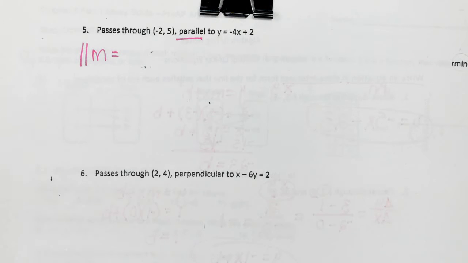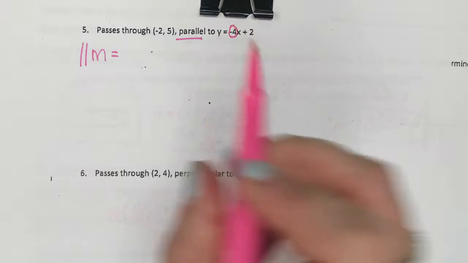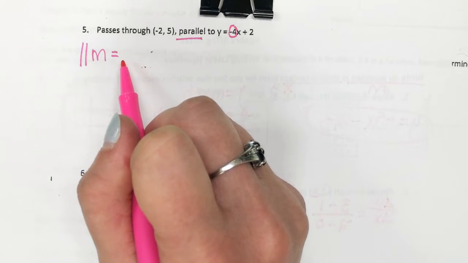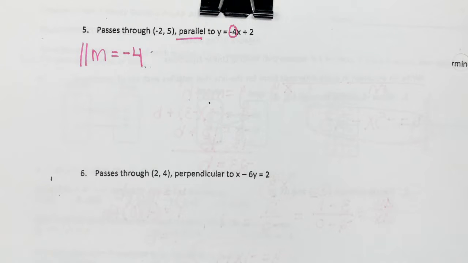So what's my slope? They already give it to you. -4. Right here, they give you your slope. -4. So parallel will be the same thing. So the same thing is -4. Y'all okay? Am I lost?